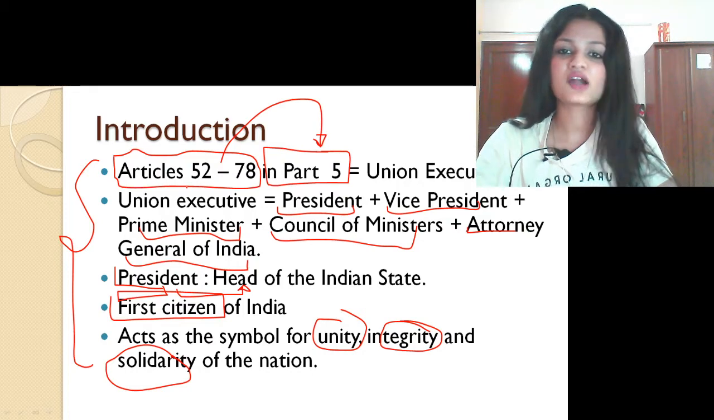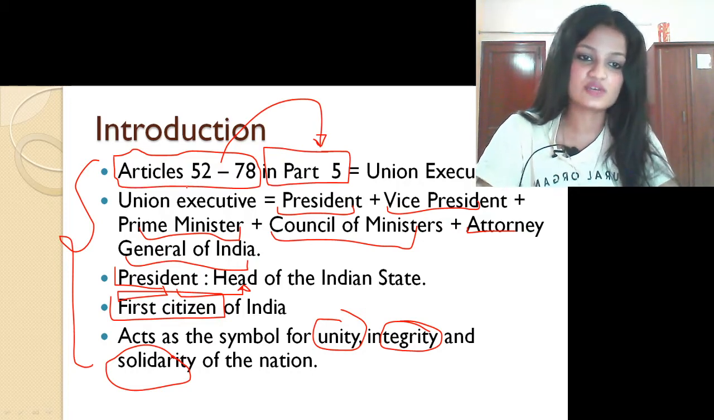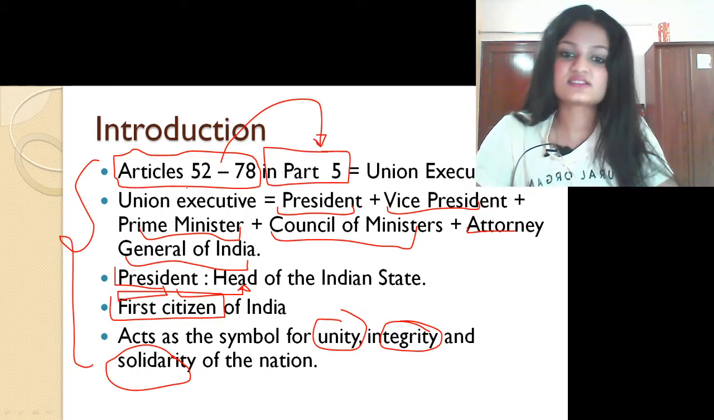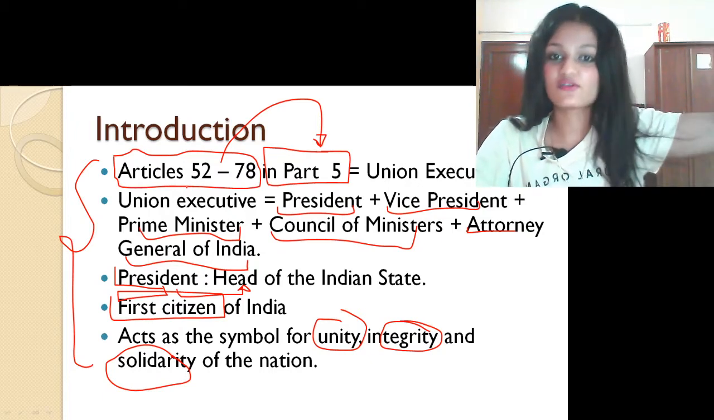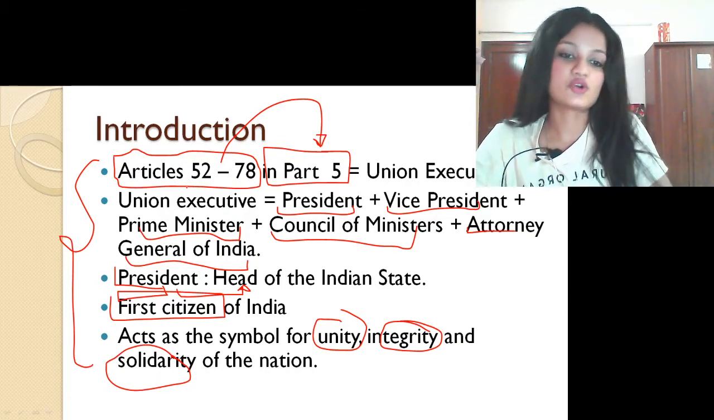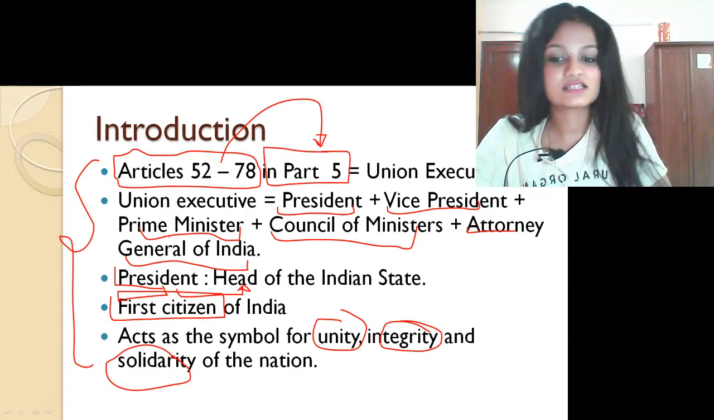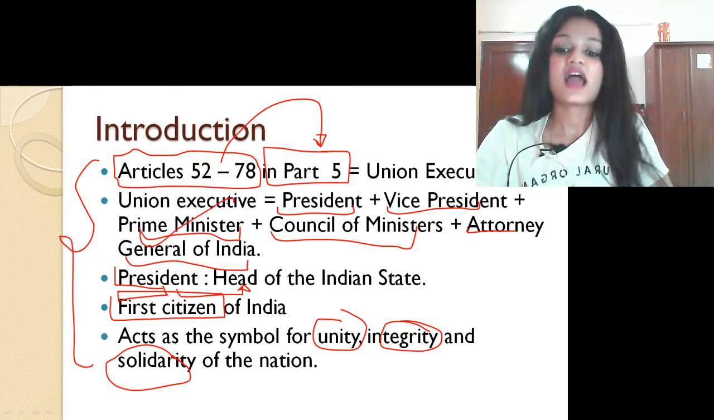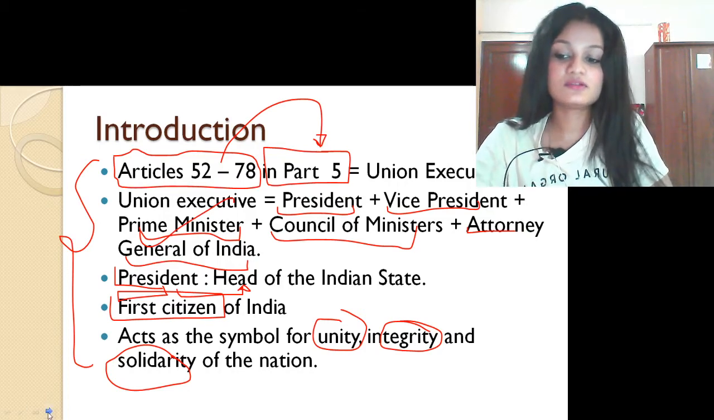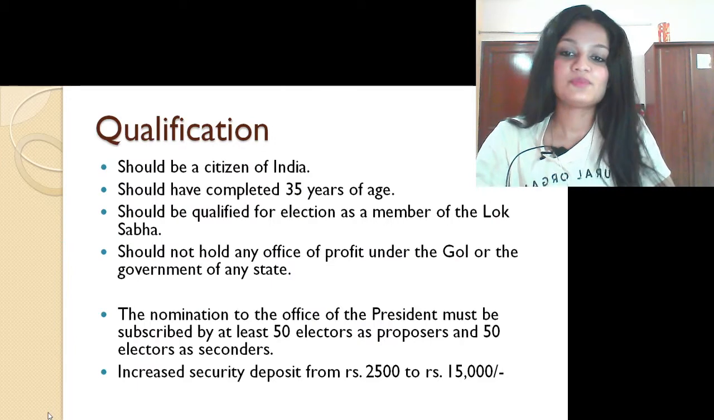So, the fifth part of the Constitution is Union Executive. Union Executive consists of 5 positions, and those 5 positions are President, Vice President, Council of Ministers, Prime Minister, and Attorney General of India. Whenever we talk about the president, he is obviously the head of the Indian state. He is also the first citizen, and he acts as a symbol of unity, integrity, and solidarity of the nation.